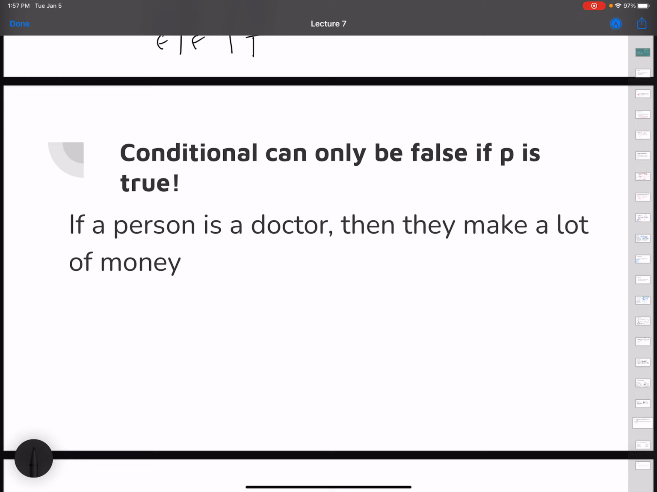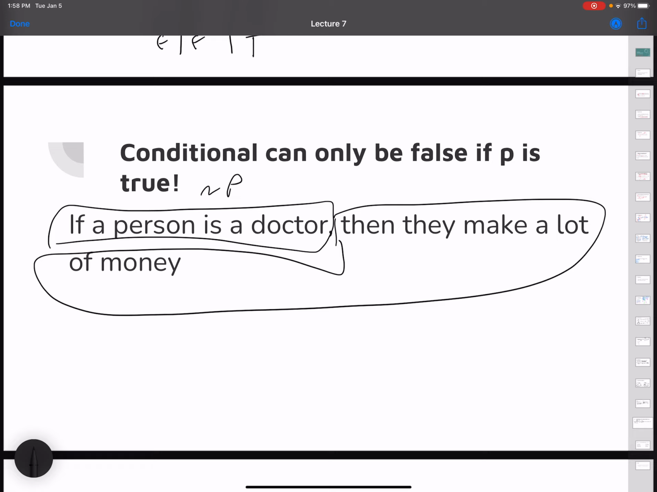So for example, if a person is a doctor, then they make a lot of money. If a person is not a doctor, let's assume this is true. Some doctors might disagree depending on what type of doctor they are, but we'll assume that if someone is a doctor, they make a lot of money. Well, if the P is false, if a person's not a doctor, then they could still make a lot of money. There are plenty of other professions that make the same amount, if not more money. This is a good example of a conditional statement where P being false means that the second half could still be true.